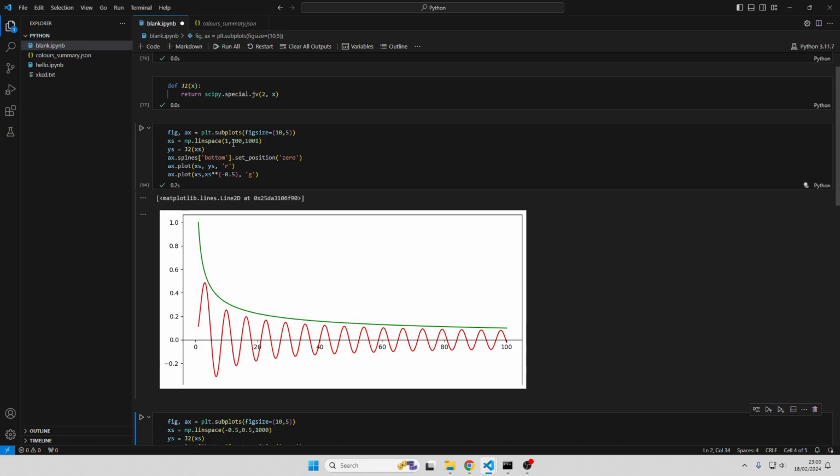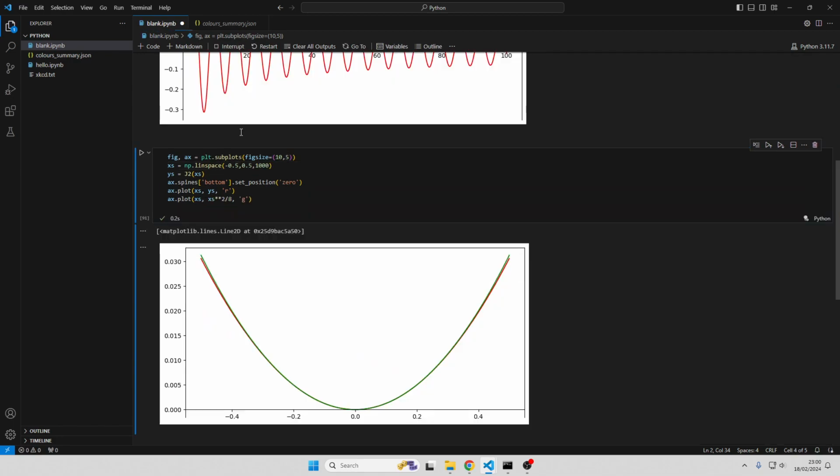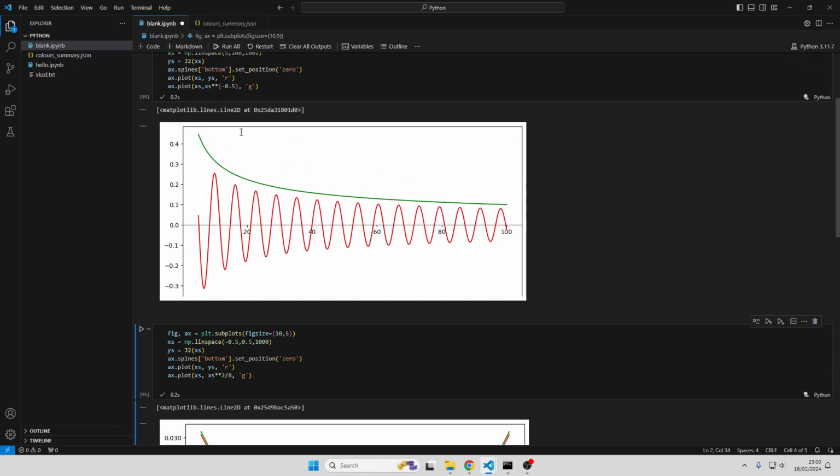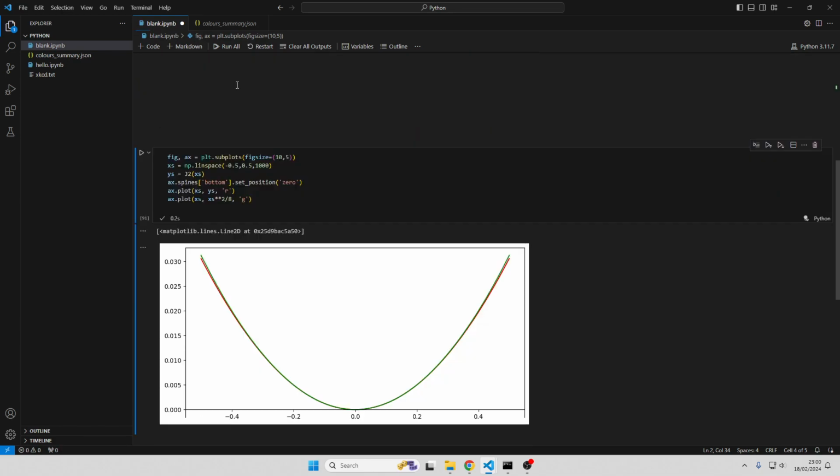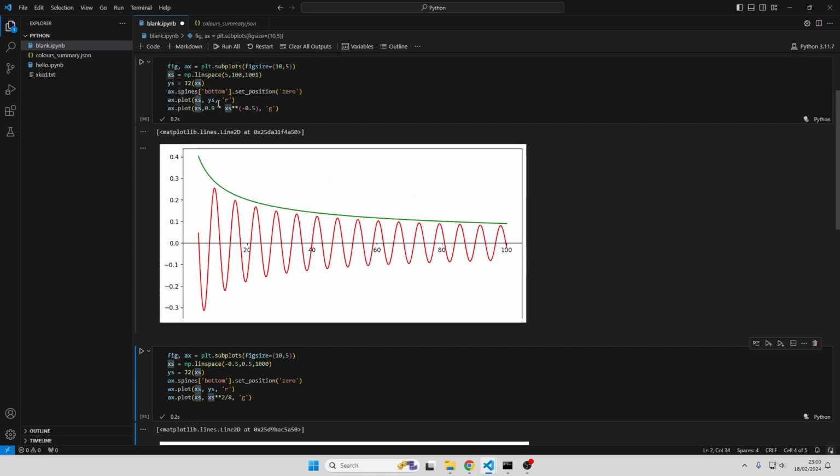And actually, let's start a bit further out to the right. Let's maybe start at 5. Okay, so this is definitely the right sort of shape, but not quite the right constant. Let's multiply it by 0.9 and see what that does.